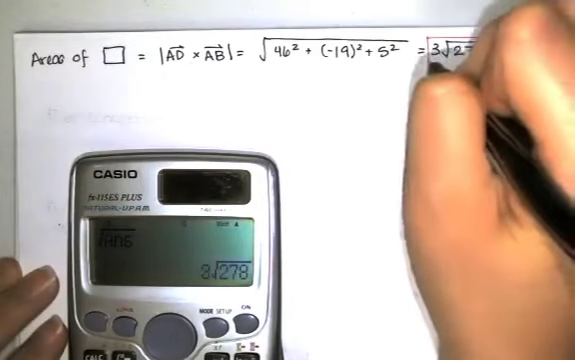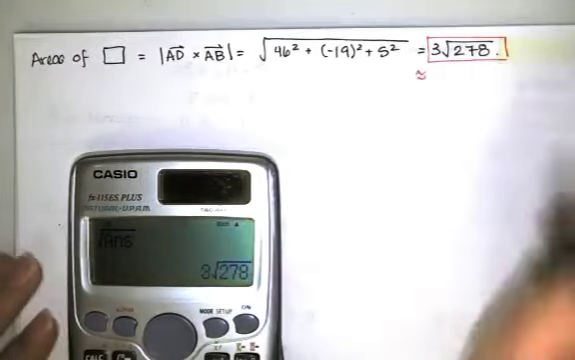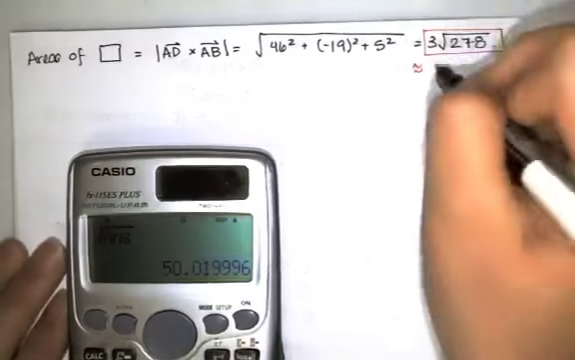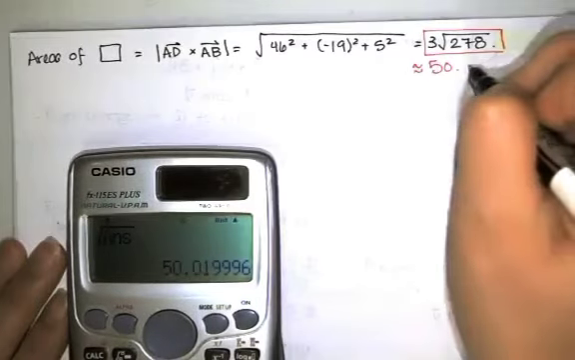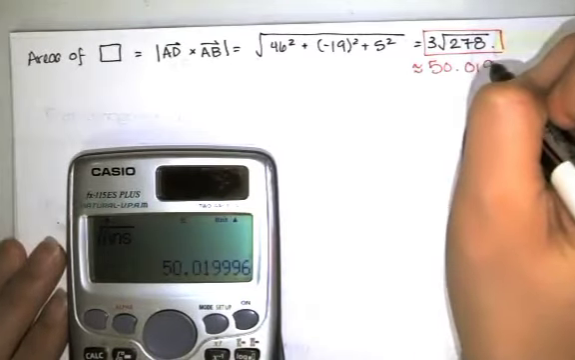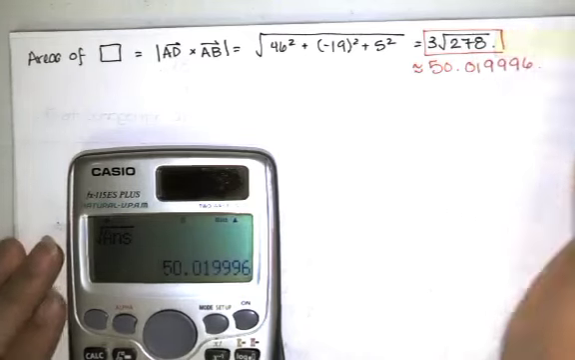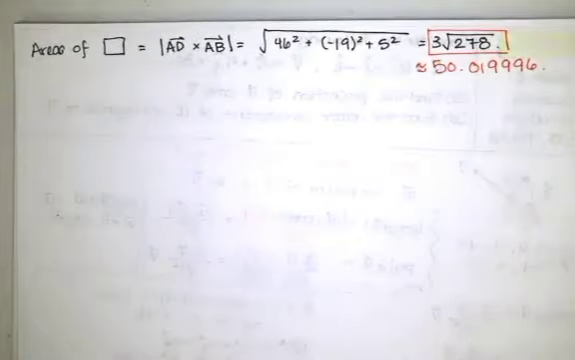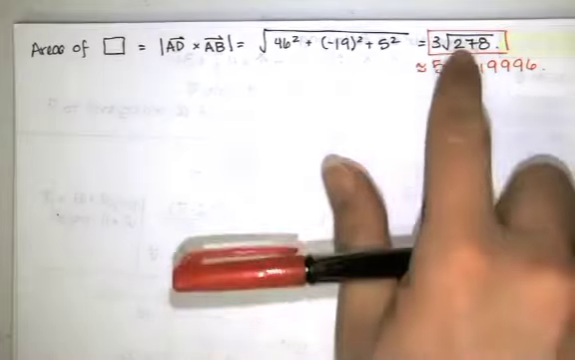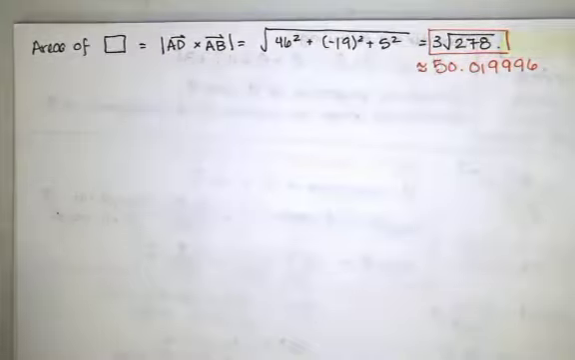WebAssign probably wants the exact answer, but let's see what it is if we want a decimal approximation. That's approximately 50.019996. I'm not sure how many decimals they would want us to round to. We'd have to look at the fine print in WebAssign to see if they want this, or if they want this, or if they want some rounded version of this.